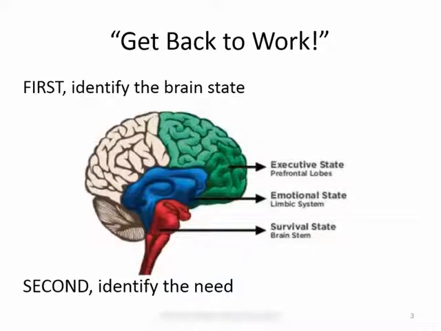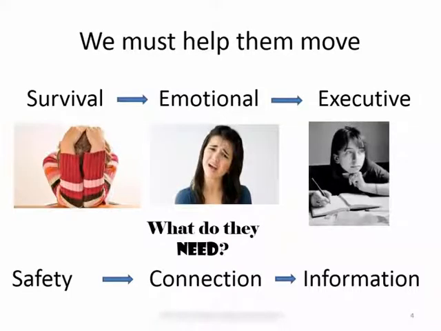If the student is verbal but whiny, most likely she is in an emotional state. And if the student can provide an answer, then he or she is most likely in his executive state. Once we've identified the brain state, then we can identify the need. We must help students move to higher brain states. A student in survival needs safety. A student in the emotional state needs connection, and a student in the executive state needs information.